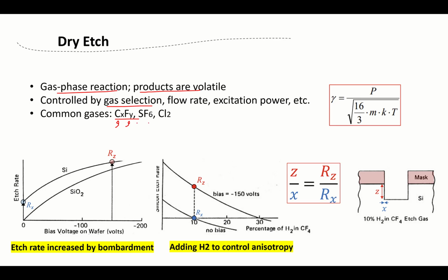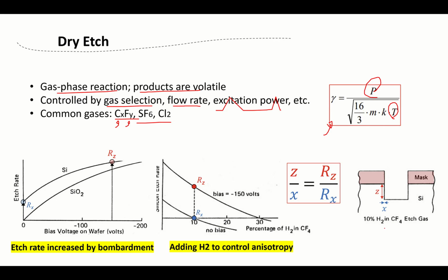SF6 and CO2 are other common gases for dry etch. Fluoride will also control dry etch, as the excitation part will also control dry etch. And here is the gas impingement rate. It is defined as the number of gas molecules that hit the surface per unit area per second. So pressure and temperature will be parameters for the etching.